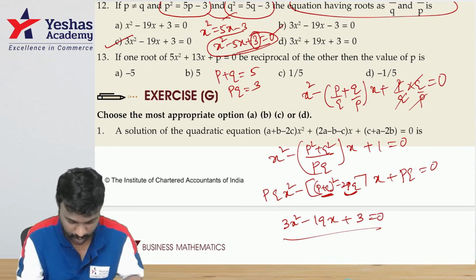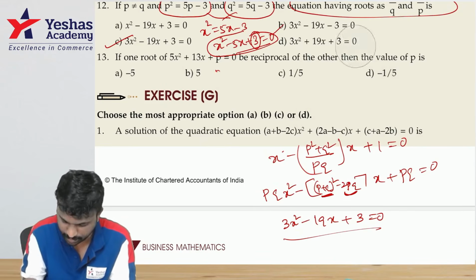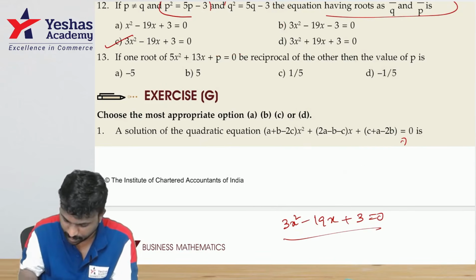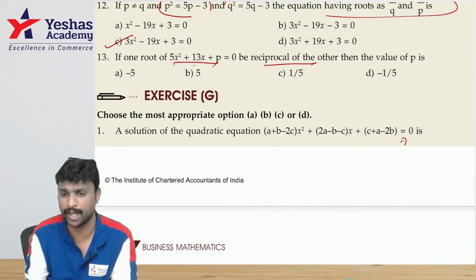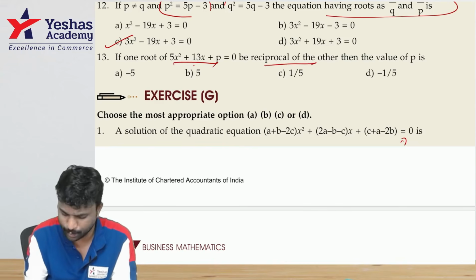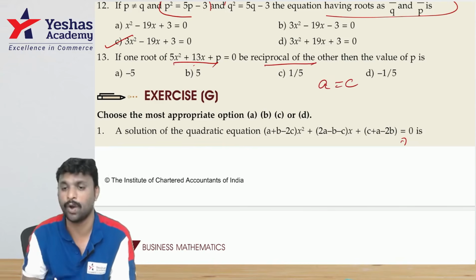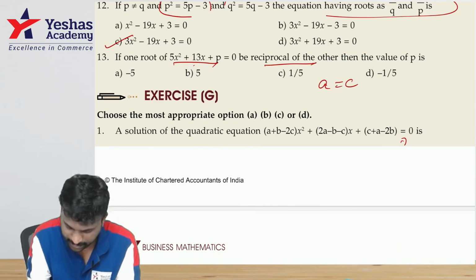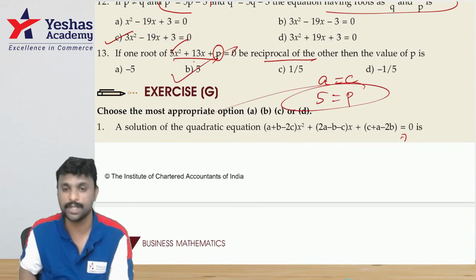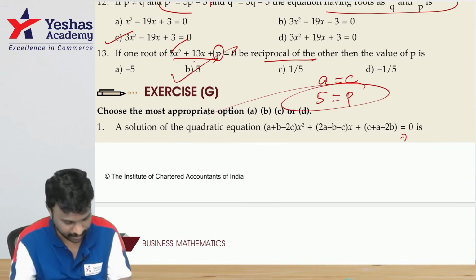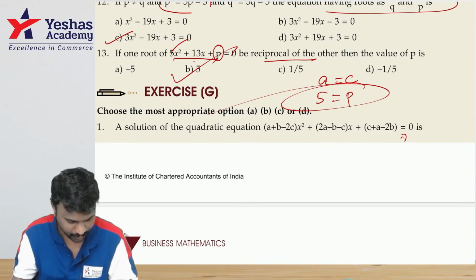Right? So moving on to the next question, that is question number 13. What are they saying? If one root of this equation is reciprocal to the other, because whenever the roots are reciprocal to each other, A is always equal to C. What is the A value here? 5. What is the C value here? P. So P is equal to 5. Option B is the right answer. Have you all understood?